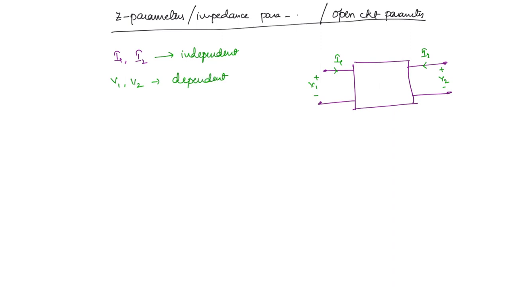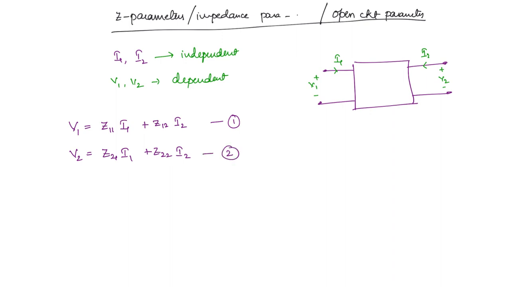Okay. So these four parameters will now be related as V1 is equal to Z11 I1 plus Z12 I2. This is one equation, and V2 is equal to Z21 I1 plus Z22 I2. Okay. So now these parameters here, Z11, Z12, Z21, Z22, these are called the Z parameters.